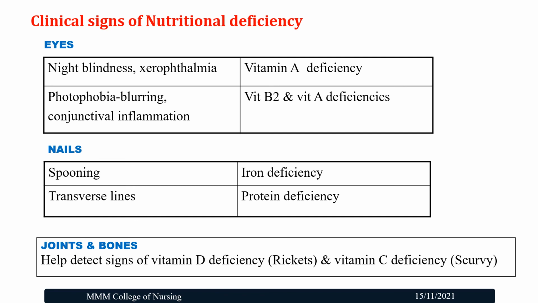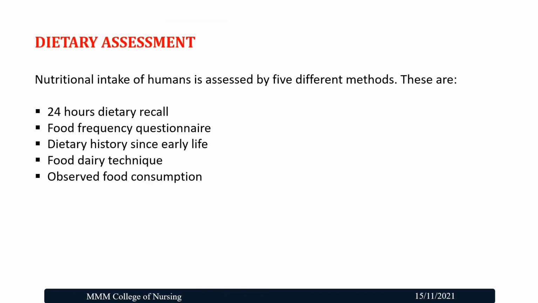Finally, we have to do the dietary assessment, that is the dietary evaluation, in five different methods: 24 hours dietary recall, food frequency questionnaire, dietary history, how often they are taking the food, and food dietary technique, observed food consumption details.